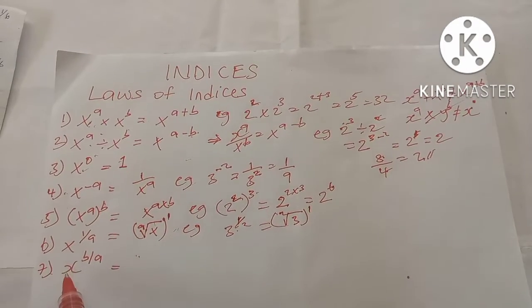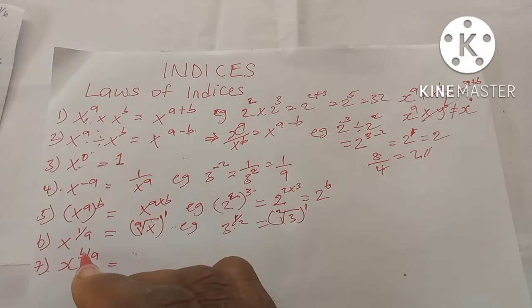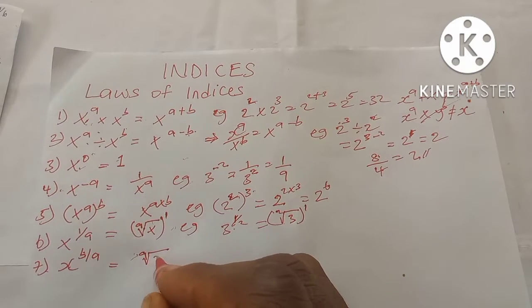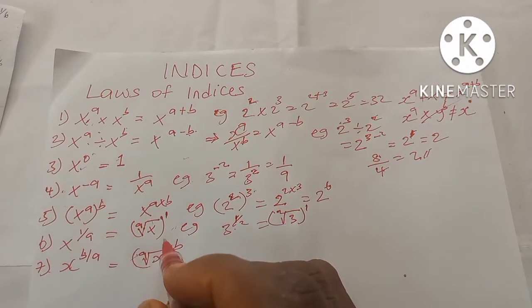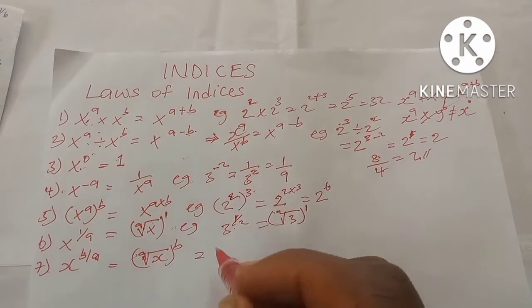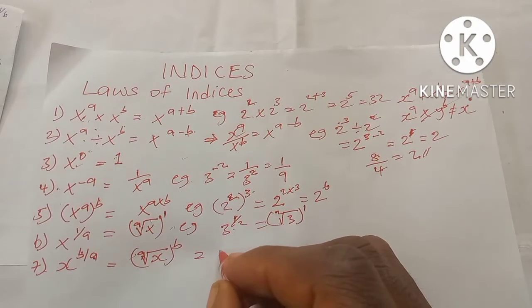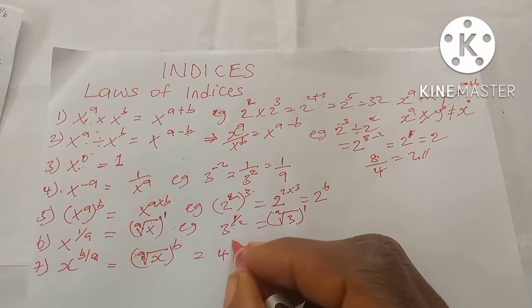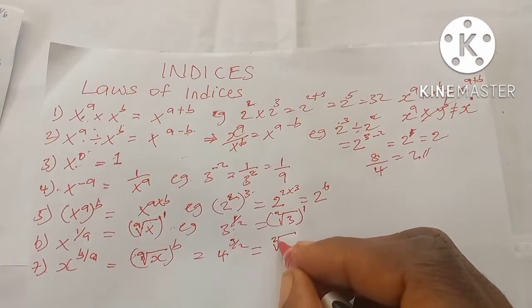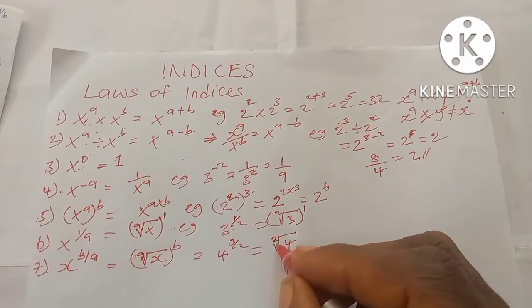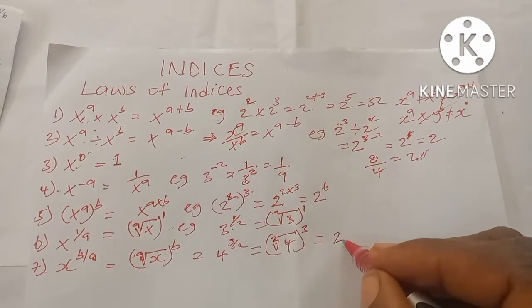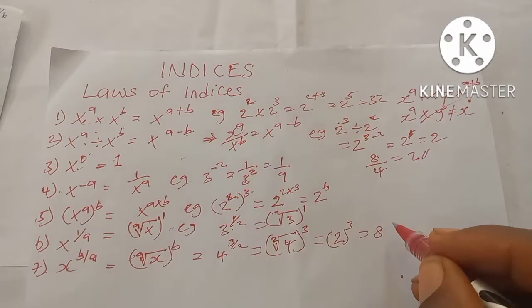Then the seventh law is related to the sixth law, which states that x to the power b over a is the same thing as the a-th root of x, all raised to the power b. Now the a takes the root and the b takes the power. So let's say we have 4 to the power 3 over 2. This is the same thing as the square root of 4, all raised to the power 3. The square root of 4 is 2, and 2 raised to the power 3 is equal to 8.